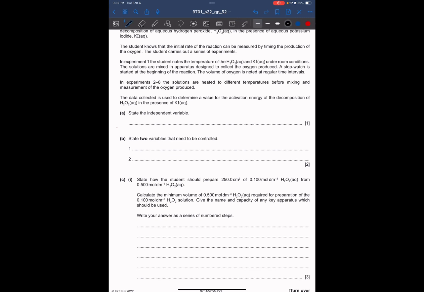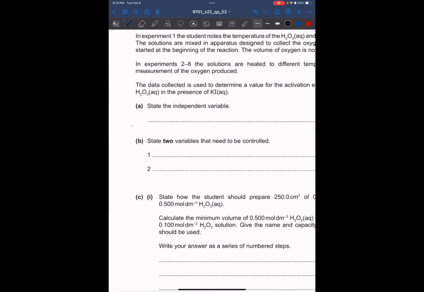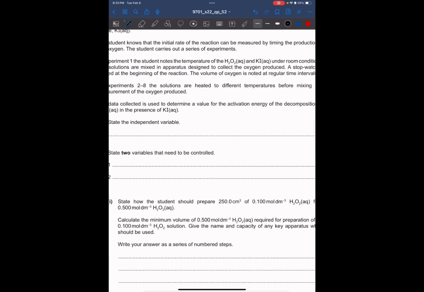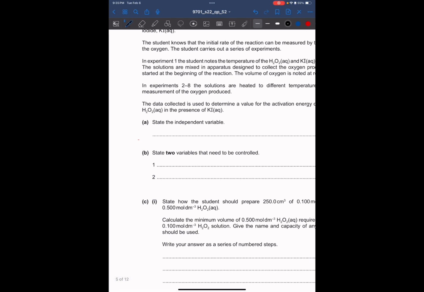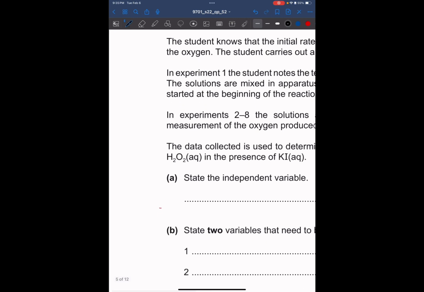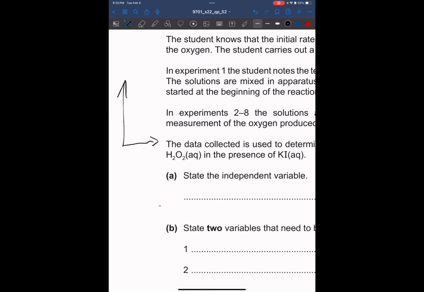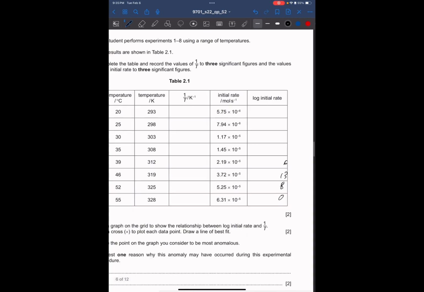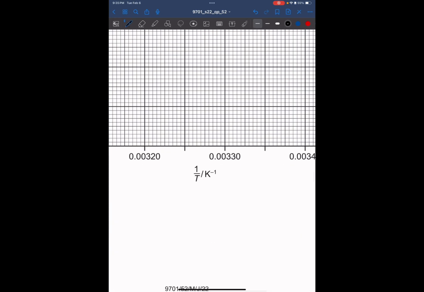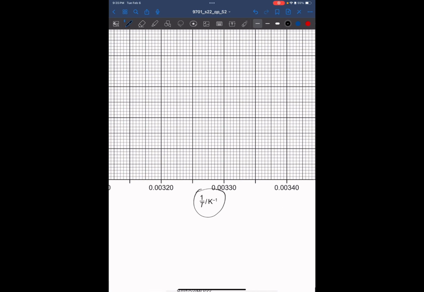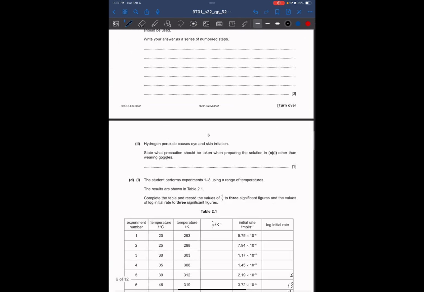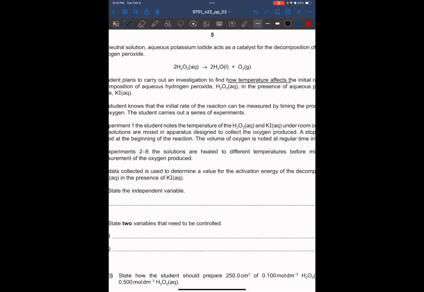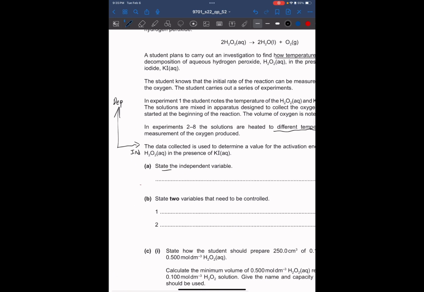So the first question is state the independent variable. In an experiment, the independent variable is basically the variable which we change. It's called independent because it is up to us to decide that variable. Usually on a graph, the x-axis would be the independent and the y-axis would be the dependent. If we take a look at the graph here, we can see that on the x-axis, the independent variable has to relate to temperature, and temperature is indeed what we are able to change. So the independent variable is temperature.